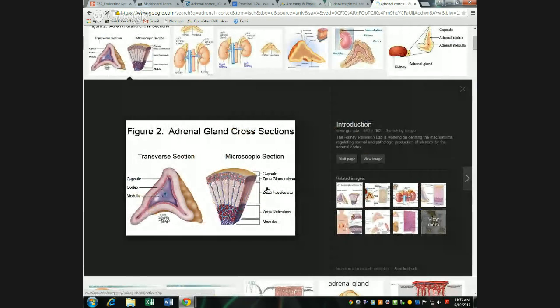I got it right, yay, okay. So here it is laid out in this picture. Let me just write it down here.